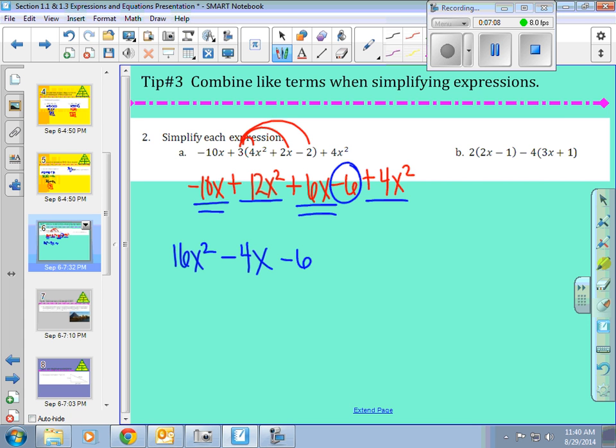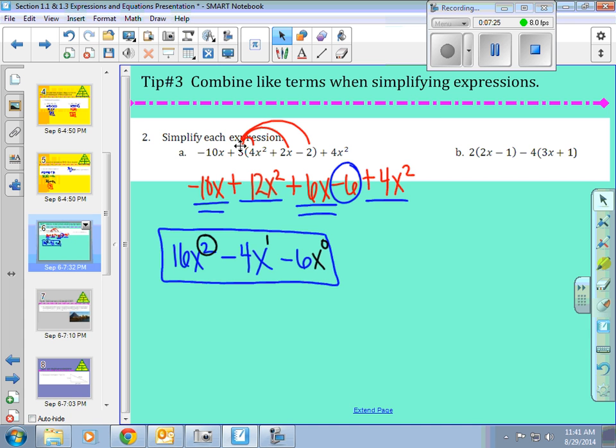One important thing that I would like for you to do is to write it in standard form. And what standard form is, you list the highest exponent to the smallest. So as you can see, this one is written in standard form. Okay. Once again, I would like for you to pause the video, and I would like you to do B on your own.